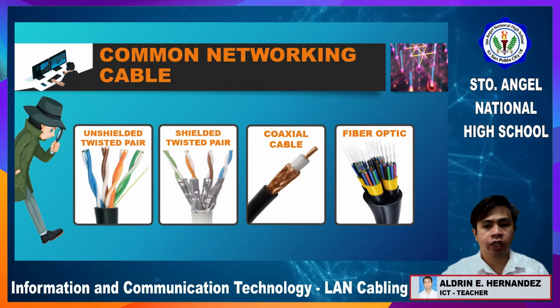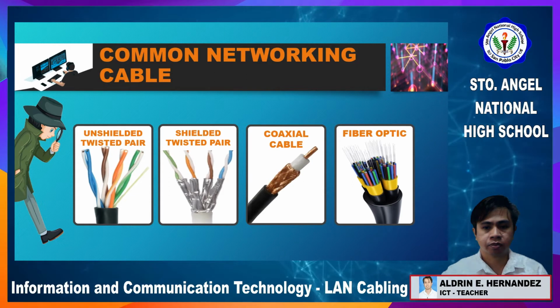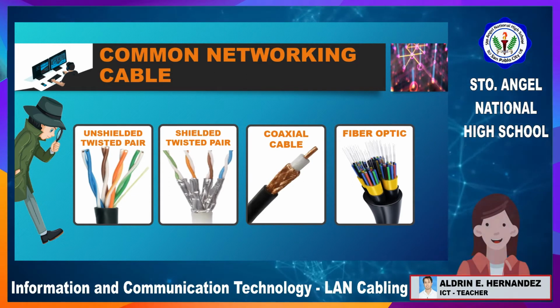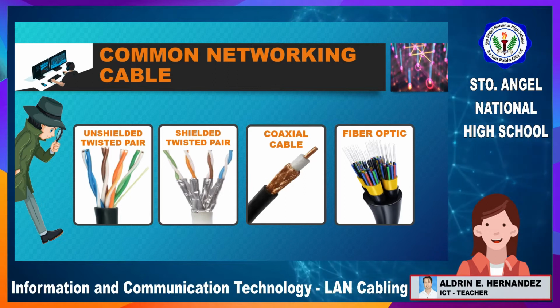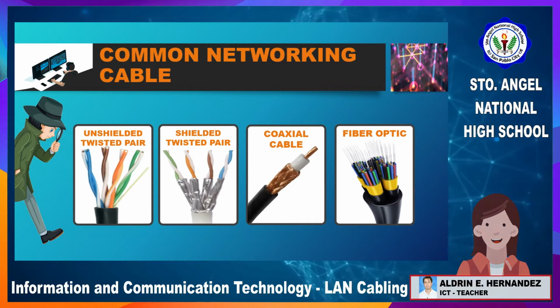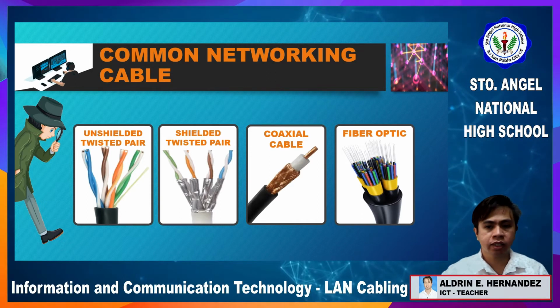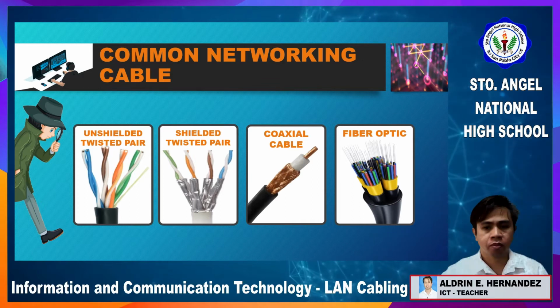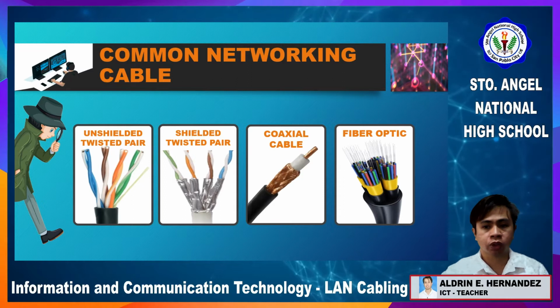What are the common network cables? Yes, Lian? We commonly use 4 types of network cables. They are unshielded twisted pair, shielded twisted pair, coaxial cable, and fiber optics. Very good, Lian. Show the difference between the 4 types of network cables.